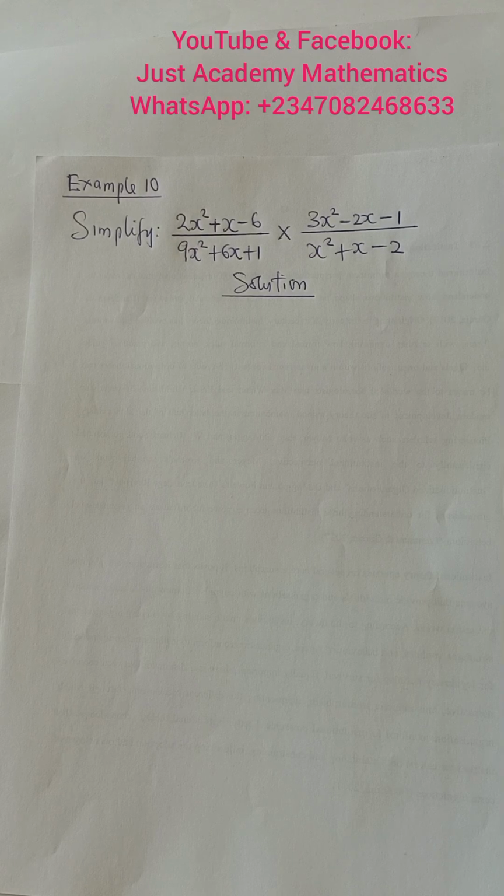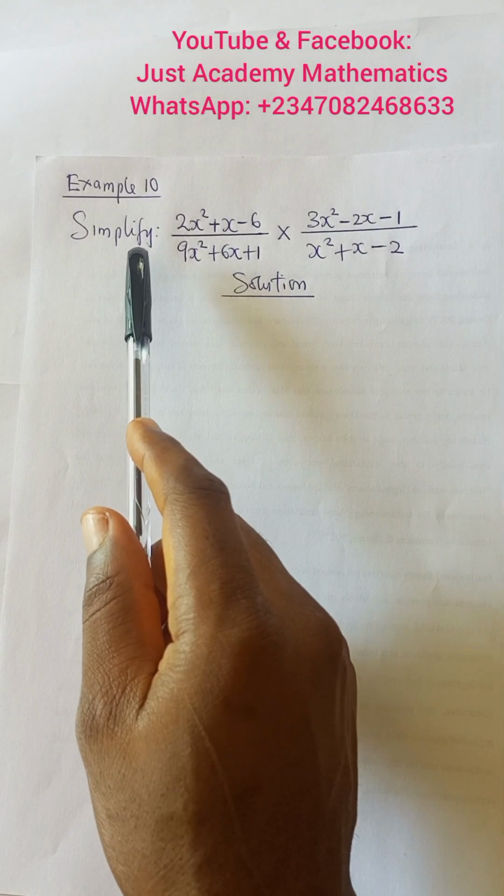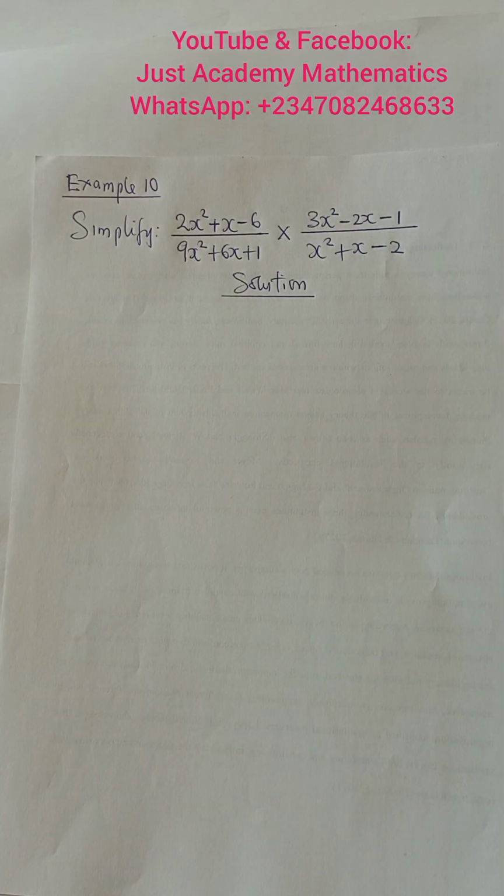Sequel to our last class on simplification of algebraic expressions. This is a continuation. As you can see, this is example 10. I have done 1 to 9 in the last class, so make sure you see 1 to 9 to enable you to understand what is happening here. So in this class, I'm going to continue from example 10.